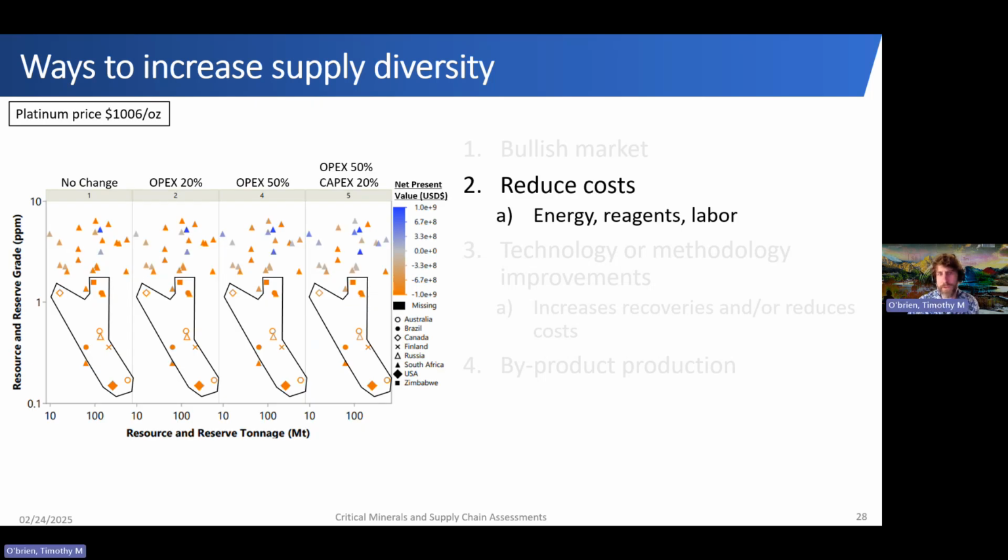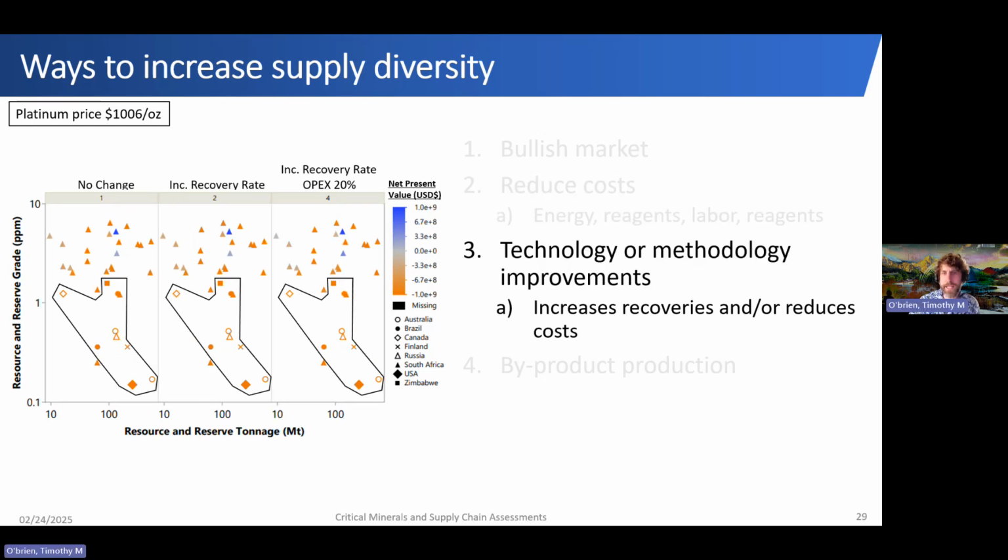What happens if we figure out some way of reducing our costs, either because we change our energy source, or somehow the reagents become cheaper in the way we're processing it? So we're looking at the same kind of charts here, and what we go from no change using the $1,000 price, we reduce our costs by 20%. Nope, none of these projects are able to move forward. 50%. Nope. Say we somehow come up with a way of reducing OPEX by 50% and CAPEX by 20%. Still nothing. These projects are still going to have to sit there.